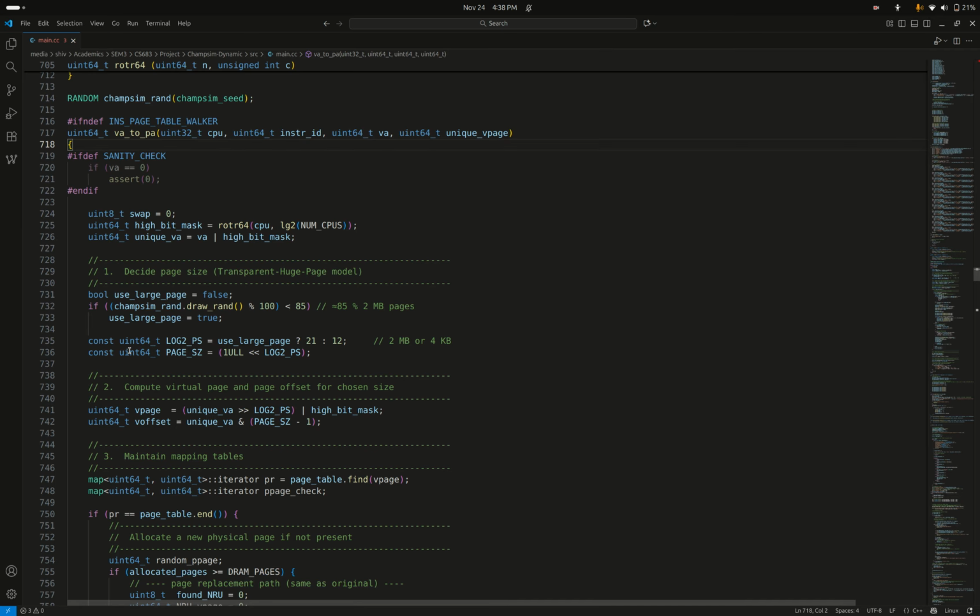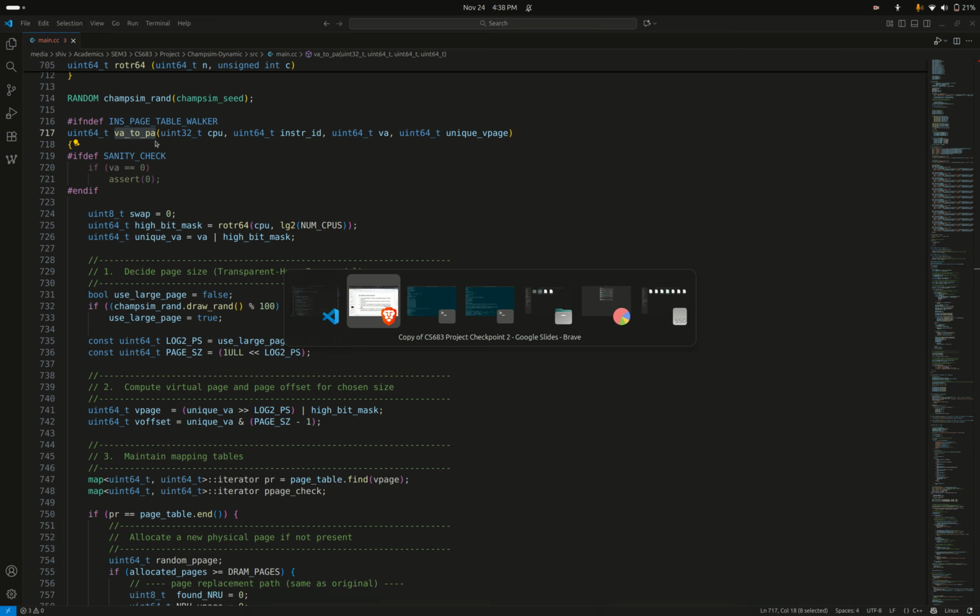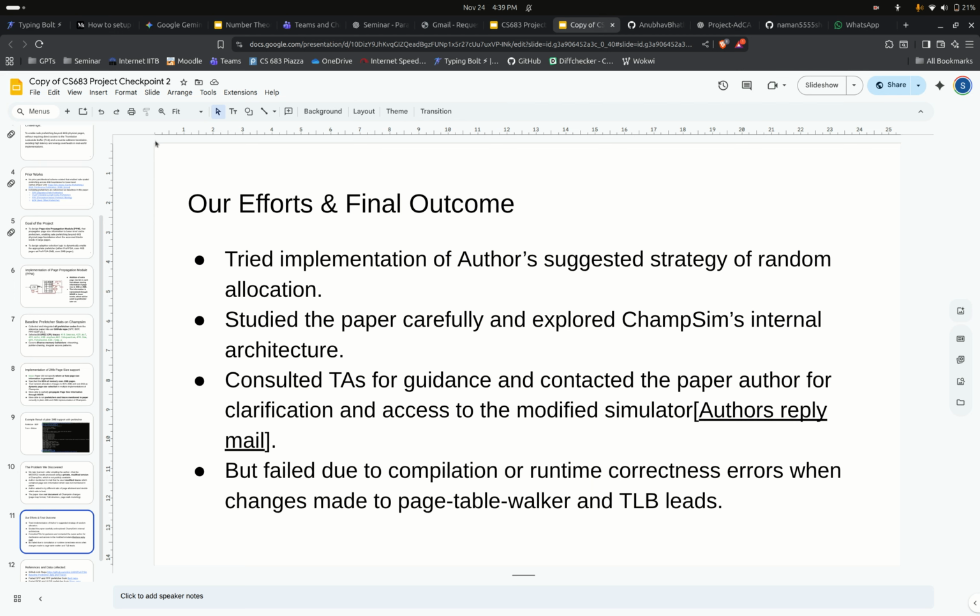We tried to debug that, and we found that this VA to PA translation is called in many places, and because of the structure of ChampSim, we were unable to trace where the VA to PA translation functions were called. So that's why we were not able to achieve the target which we promised.